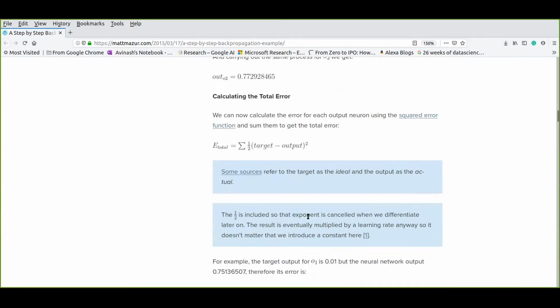So there are different loss functions here. We are going with the simple one, the squared error, where you get the actual value and subtract that from the predicted value. You square it, and that is repeated for all the output neurons.